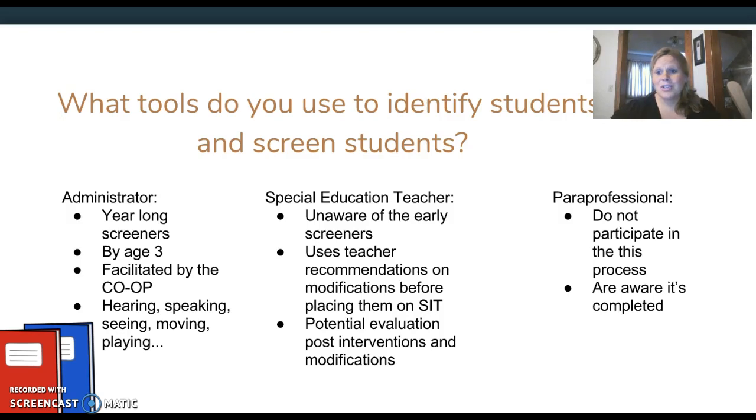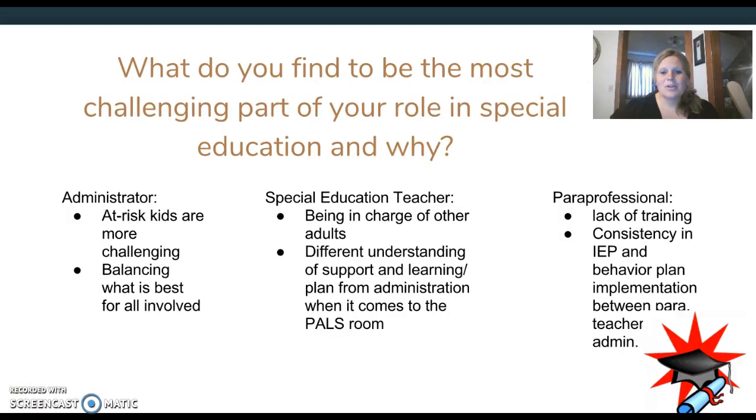Our high school special education teacher, as I visited with her, was unaware of those early screeners, but the post screeners, the ones we use once we've started the school year, she was very knowledgeable on. Most of the time that happens based on teacher recommendation and observation, and then they put these students on a student improvement team, a SIT team, where evaluation potentially happens, and modifications are made and interventions are given. Our paraprofessionals are not a part of this process. They weren't really aware not only of early interventions or early screeners, but also not too aware of later screeners.